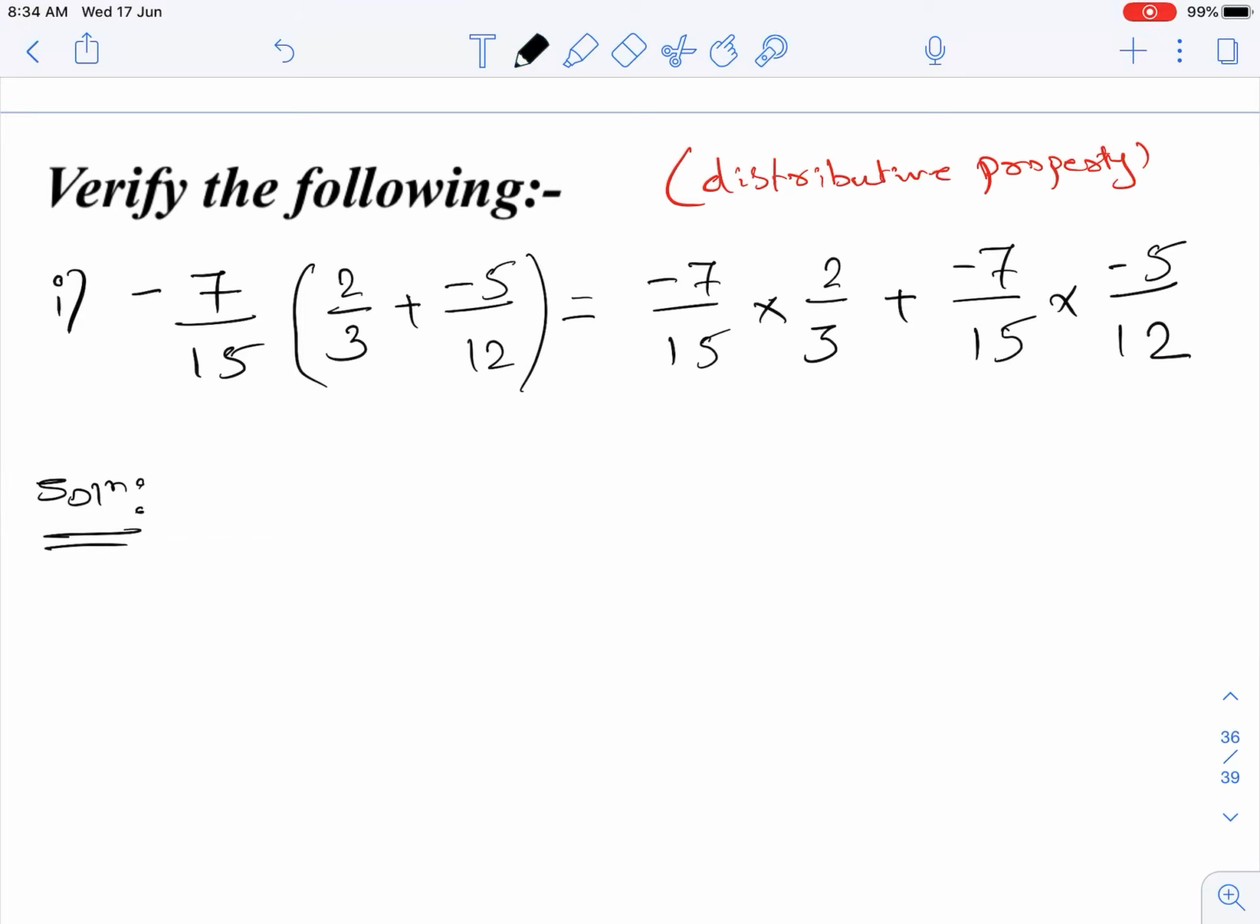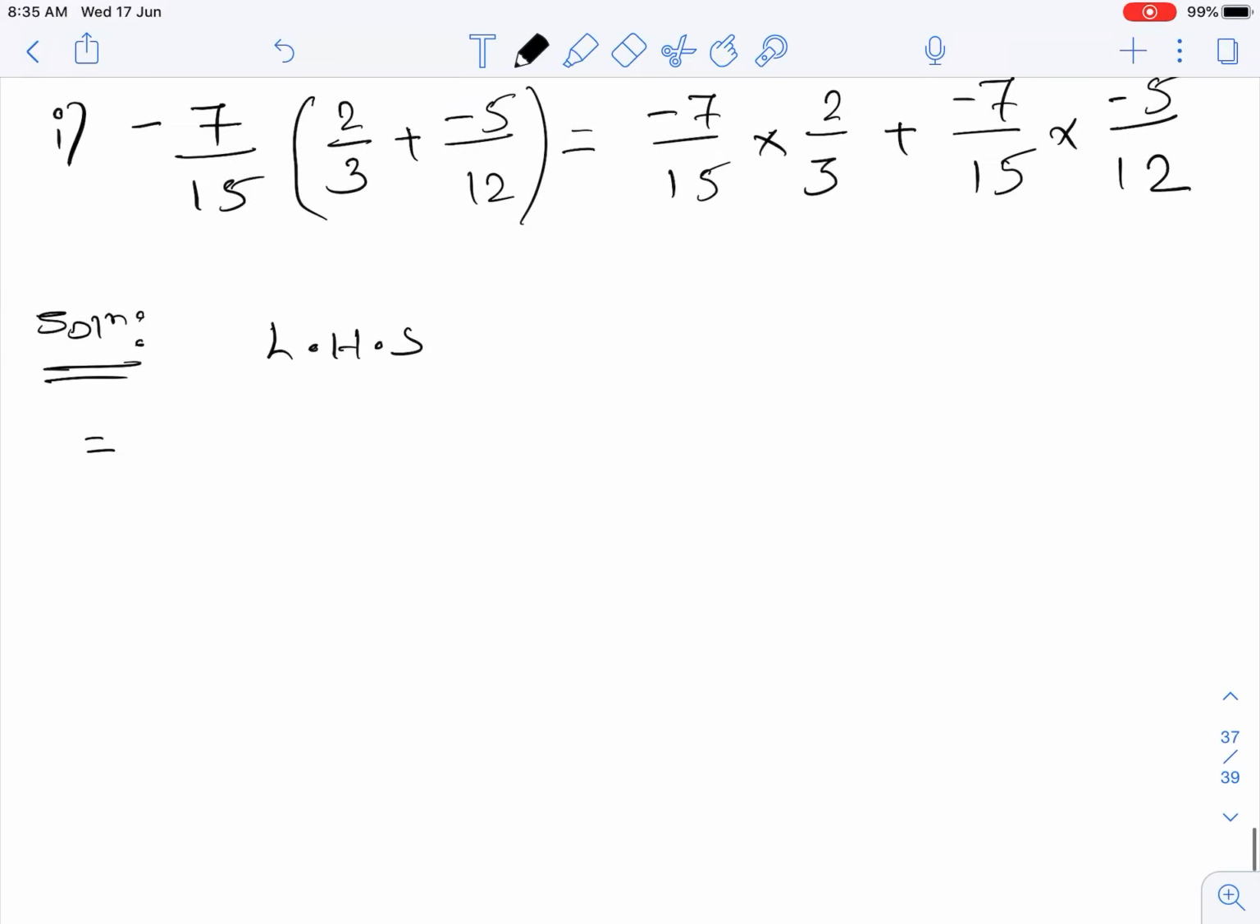So let us try to solve it. First we have to consider LHS. LHS equals to minus 7 upon 15 in bracket 2 upon 3 plus minus 5 upon 12. Now remember that when we are verifying, we cannot multiply this with this 2. We have to solve this bracket first. Now what we have to do, we have to take LCM of 3 and 12. Why? Because the denominators are different. Now LCM of 3 and 12 is 12.